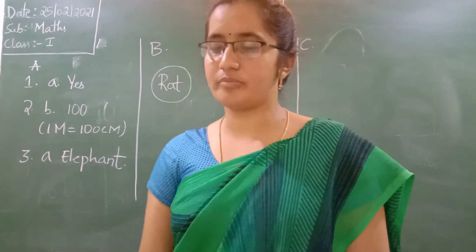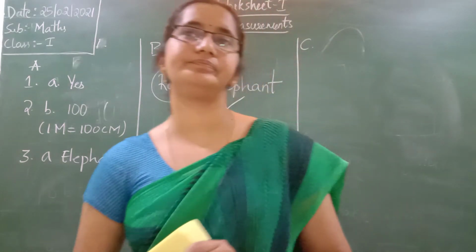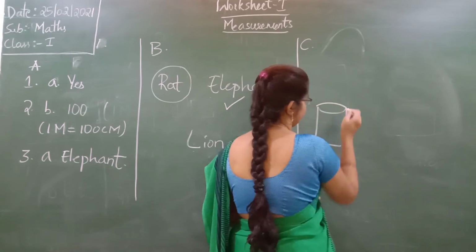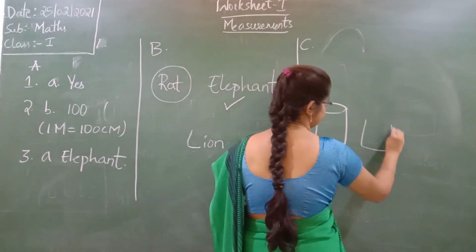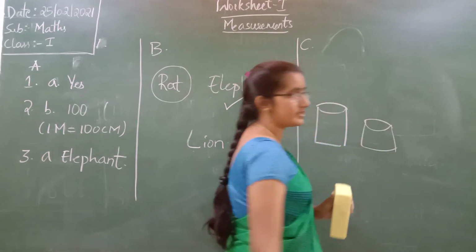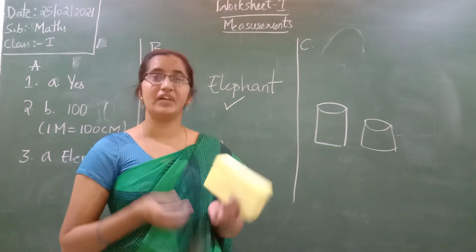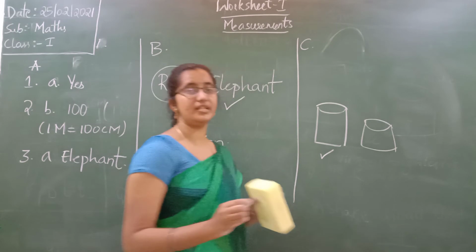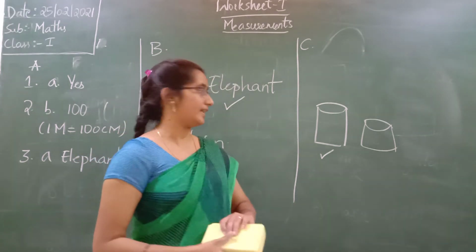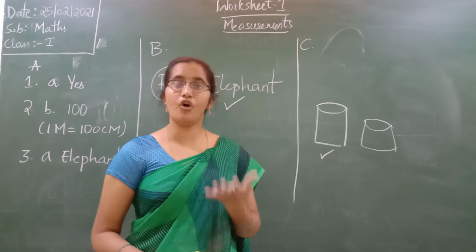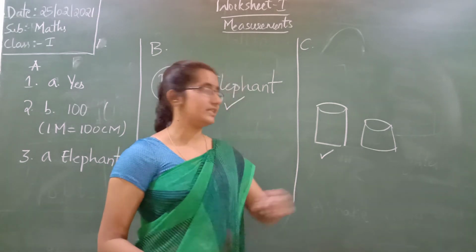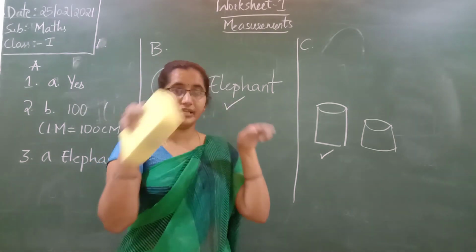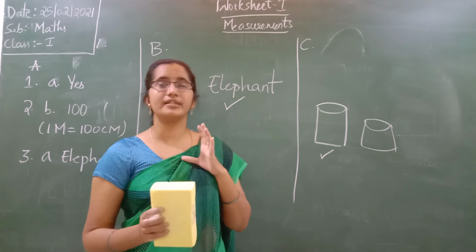Next, take the object that can hold more. I said the recent example, buckets. In these buckets of different sizes, which will have more water? This will have more water. That means it holds more water. This bucket will hold more water compared to this. This will have less water. Holding means having the capacity. Capacity means how much water you can fill in it.